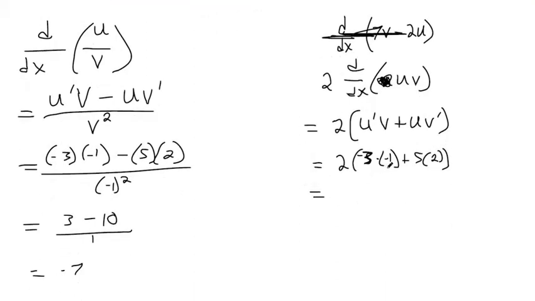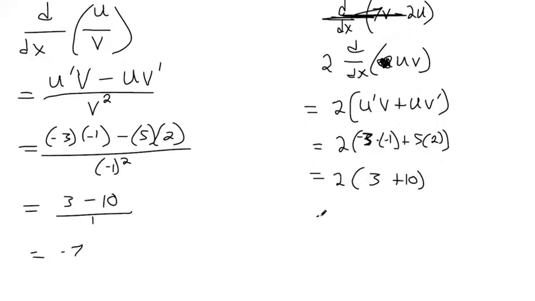Okay, so negative 3 times negative 1 is 3. 3 times 2 is 6. Oh, wait, I don't want to distribute it. I'm going to mess myself up. This times this is 3. This times this is 10. Okay, so that's 13 times 2. So 26 is my answer here.